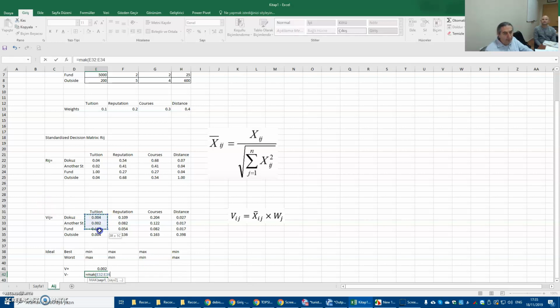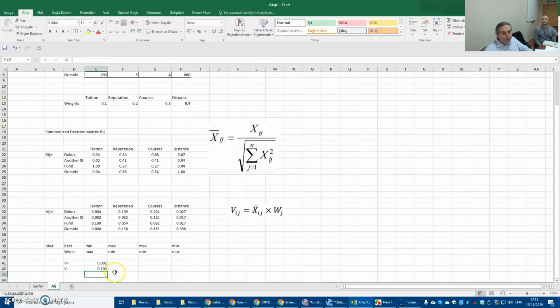Please note that these are important. So this is the maximum one. For the reputation, find the maximum for the ideal best. Maximum here. And minimum for the ideal worst. This is the same for the next one. Just copy and paste the formula. And this is the same for this one. Just copy and paste the formula.